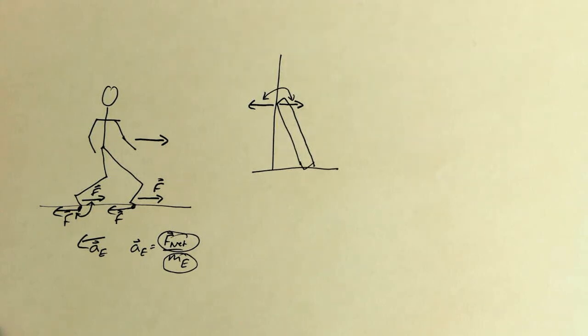Now, a way of organizing this is by recognizing those interactions. And so one way is to draw a free body diagram which describes a single object.